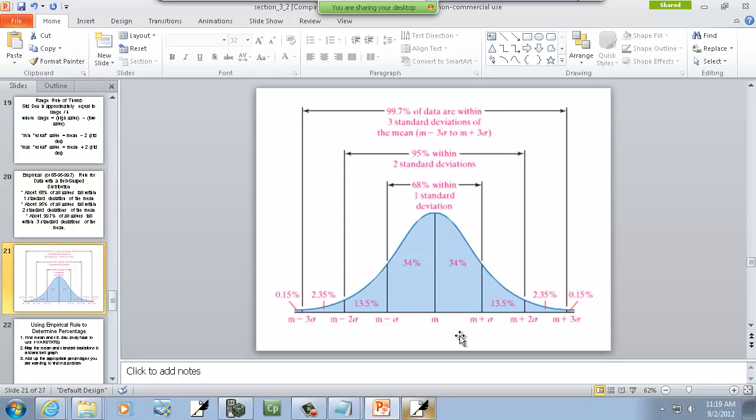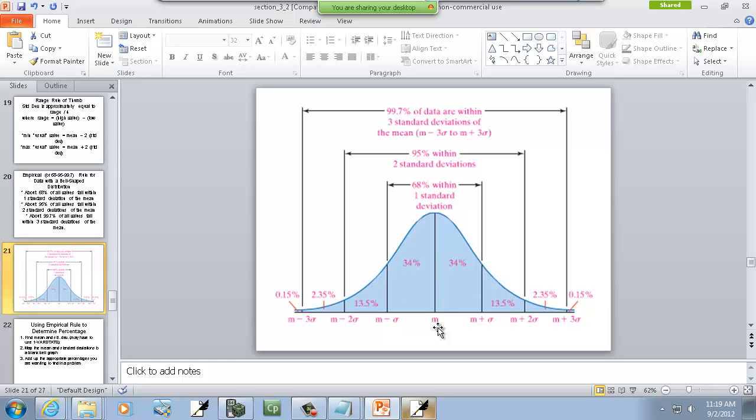If I look at this, I see in my bell curve here, the middle 2, that's 68%. And they're symmetric, the bell shape is. So the left side here would be 34%, the right side would be 34%. Then, 95% fall within 2 standard deviations.